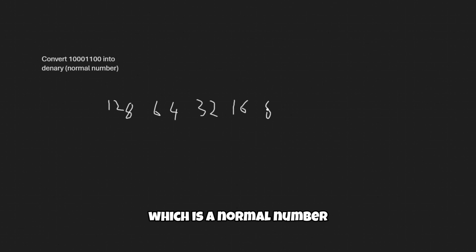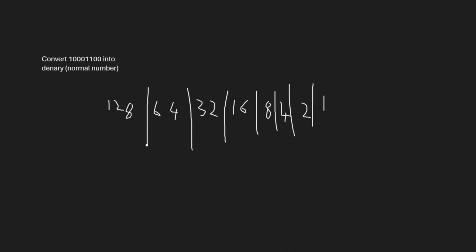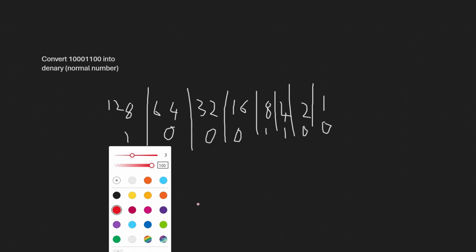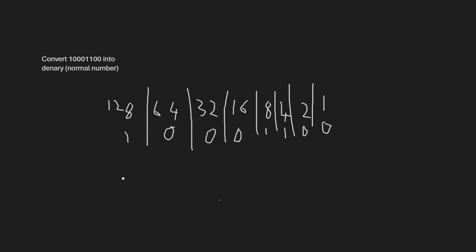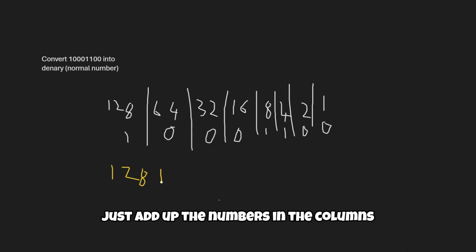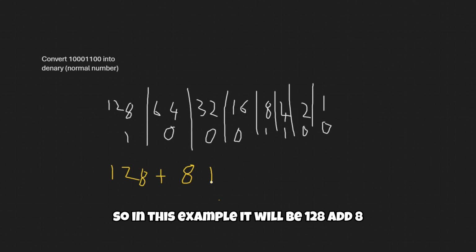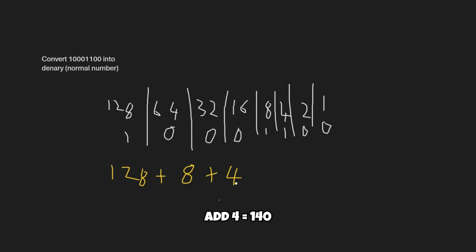Now, let's convert binary into denary, which is a normal number. It is actually quite simple. Just add up the numbers in the columns which contain a 1. So in this example, it will be 128, add 8, add 4 equals 140.